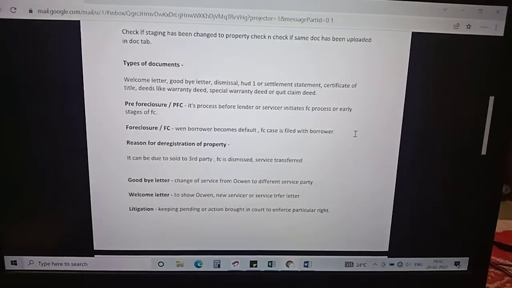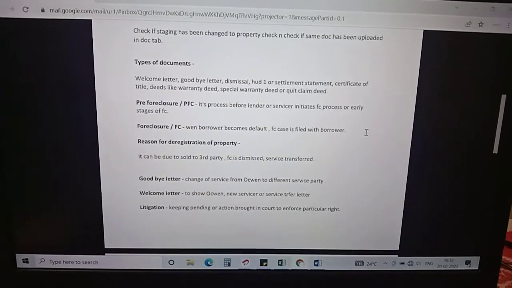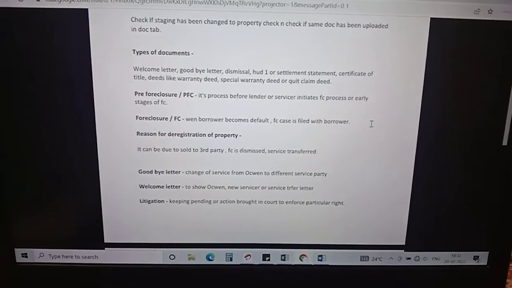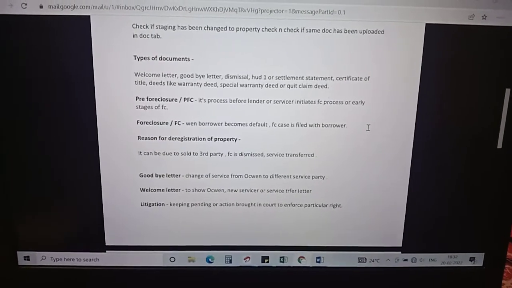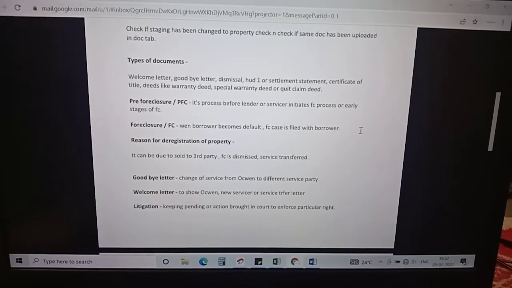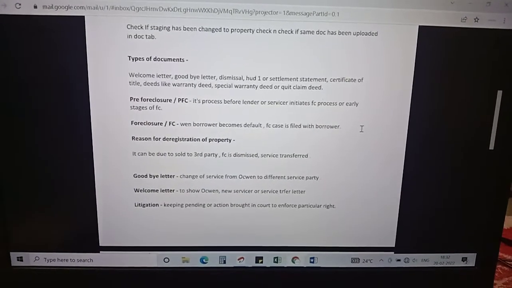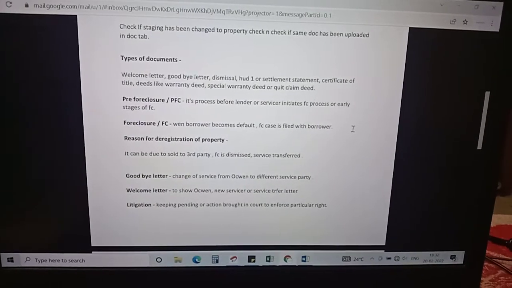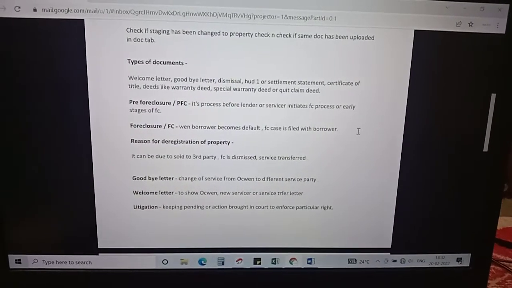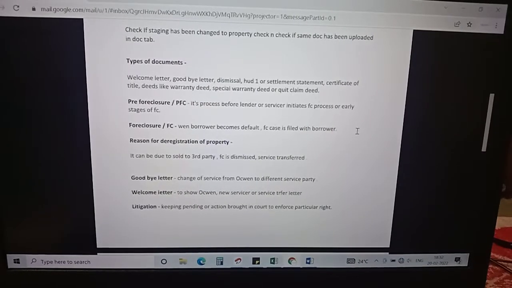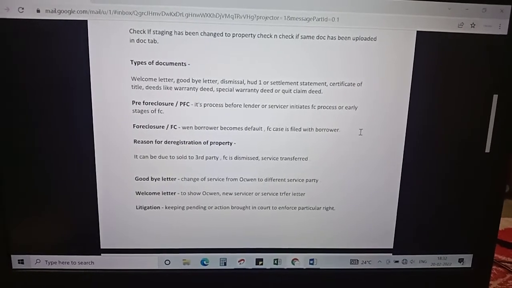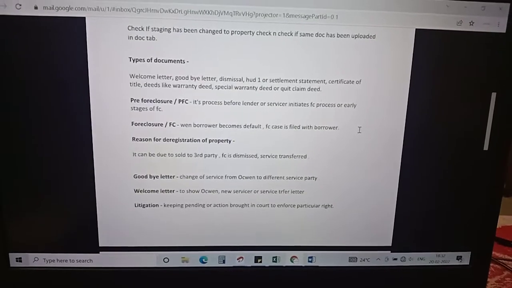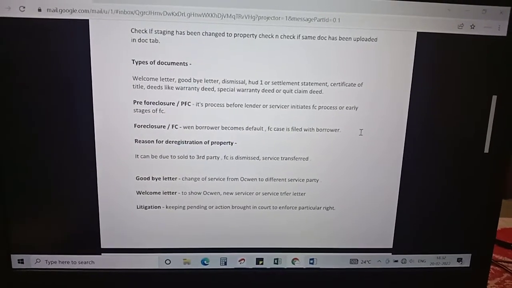Next comes types of documents. As you can see, there are various documents given here. The types of documents are welcome letter, goodbye letter, dismissal, HUD-1 or settlement statement, certificate of title, and deed, like warranty deed, special warranty deed or quitclaim deed. These are the documents where you can check the details of the property registration.